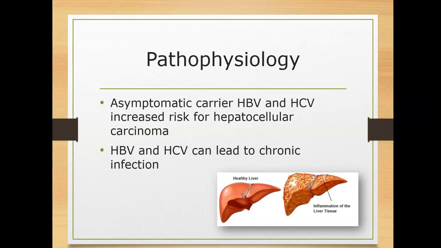Asymptomatic carriers of hepatitis B and hepatitis C also have an increased risk for developing hepatocellular carcinoma, or liver cancer. Hepatitis B and hepatitis C can lead to chronic infection. And when we talk about cirrhosis, one of the causes of cirrhosis can be a chronic infection of either a hepatitis B or C virus.